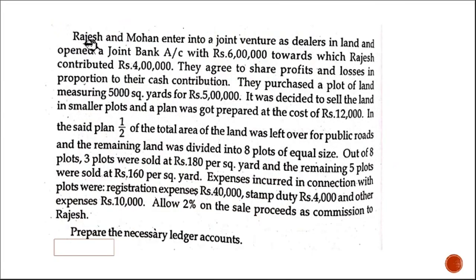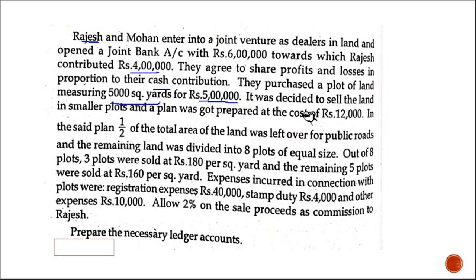See here, Rajesh and Mohan enter into a joint venture as dealers in land and opened a joint bank account with 6 lakh, towards which Rajesh contributed 4 lakh. That means Rajesh has brought the capital worth rupees 4 lakh and the remaining 2 lakh Mohan. They agree to share profits and losses in the proportion to their cash contribution. So it is 4:2. They purchased a plot of land measuring 5,000 square yards for rupees 5 lakh.